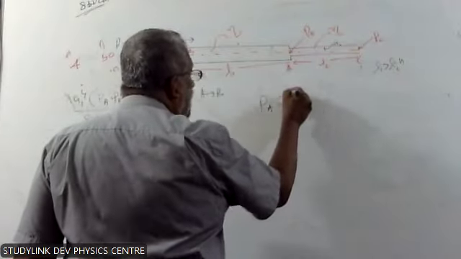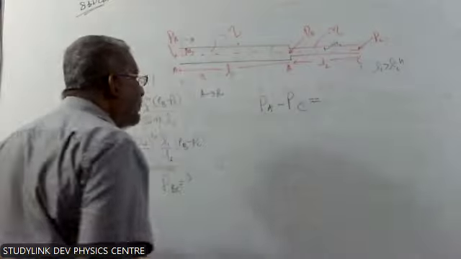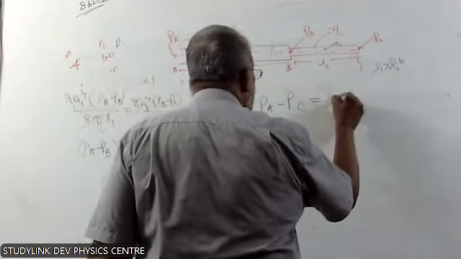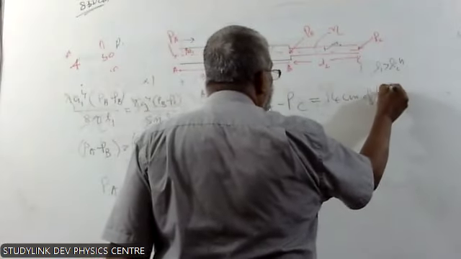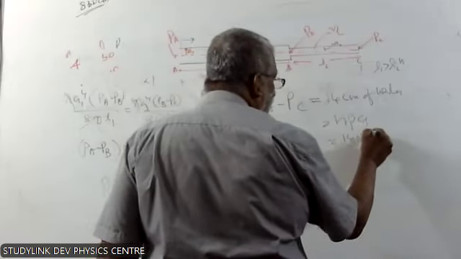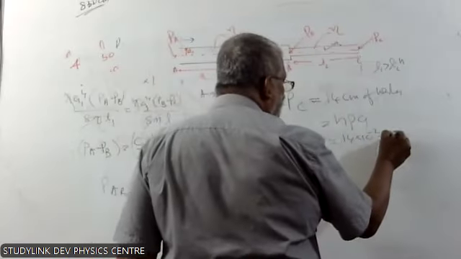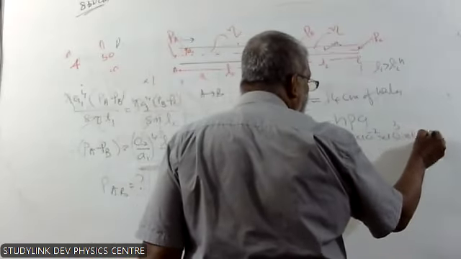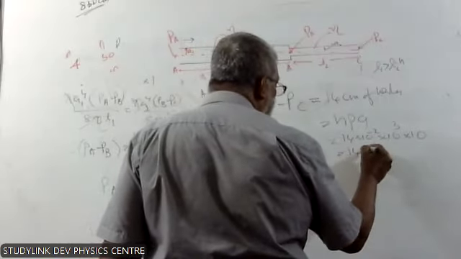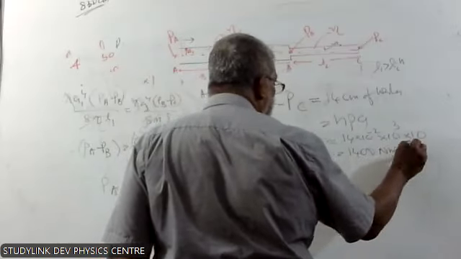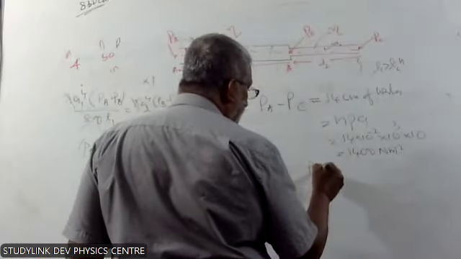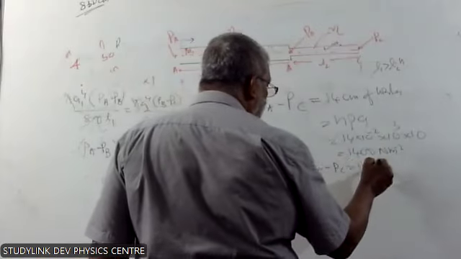PA minus PC is equal to 14 cm of water. That is h rho g. So h is 14 into 10 to the power minus 2 in meters, rho is 10 to the power 3, and g is 10. I did the same thing as earlier, and then I got 1400 pascals or newton per square meter. Right? So in other words, PA minus PC is equal to 1400.